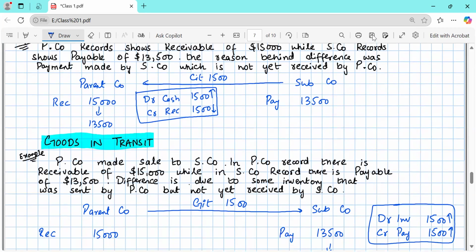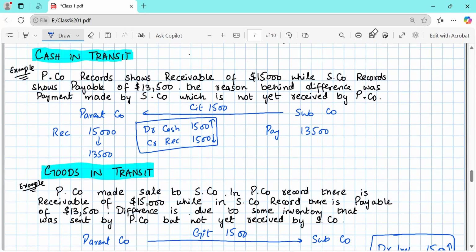So now one more important thing. Keep this in mind: in the first example that we did, the subsidiary company transferred cash in transit, right? A subsidiary company has transferred the cash which the parent company has not received. So it means that the company which has transferred the cash or transferred the goods, their record is correct, because they have posted the right entry. The records of the receiving company are incorrect. You have to adjust that.